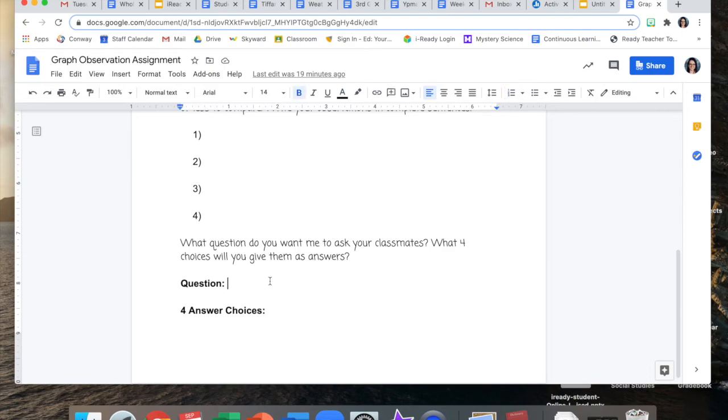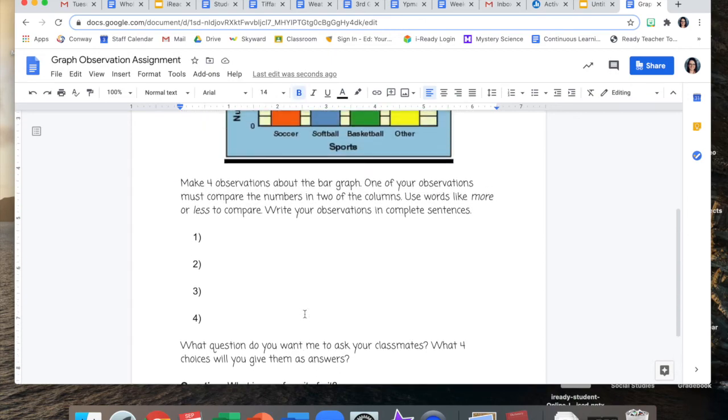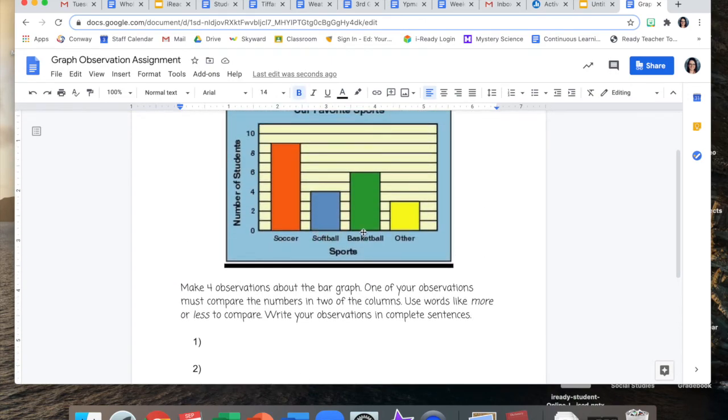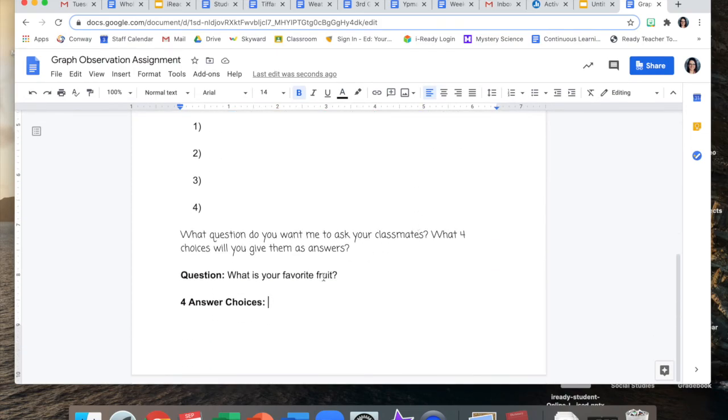So to do that, first you would need to think of a question like, here I'm going to make it not bold. What is your favorite fruit? You don't have to do that question, that's just the first thing I thought of. Now, do you see how the bar graph has 4 choices? You need to come up with 4 choices for people to answer so that I can make a bar graph with the data you find out.